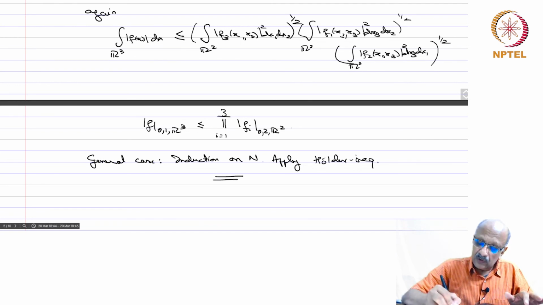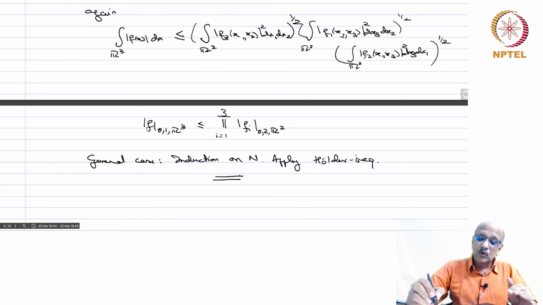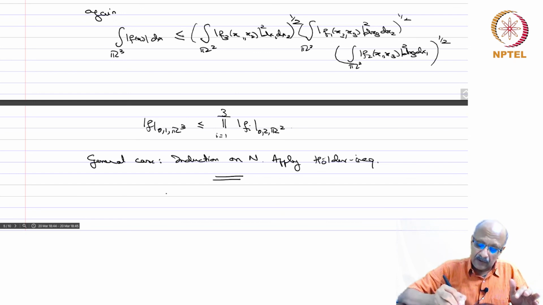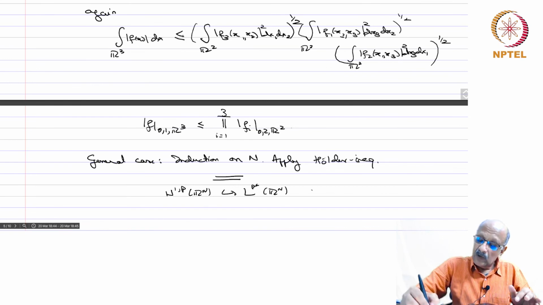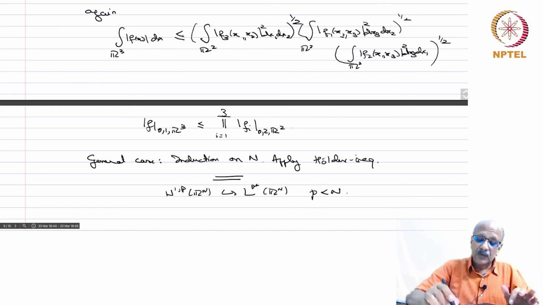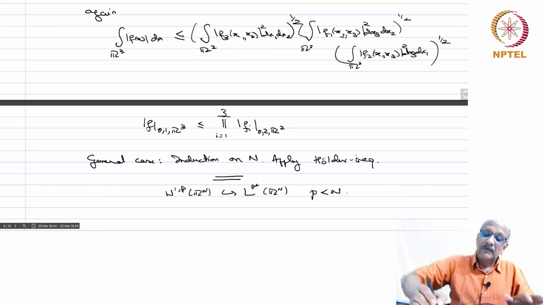So this is the Gagliardo lemma which we will crucially use in the proof of the first theorem, namely our next theorem, which we are going to prove: W^{1,p}(R^n) is contained in L^{p*}(R^n) when p is less than n. So this is the theorem which we next have to prove, and we are going to use Gagliardo's lemma for that. Okay, we will do that next time.